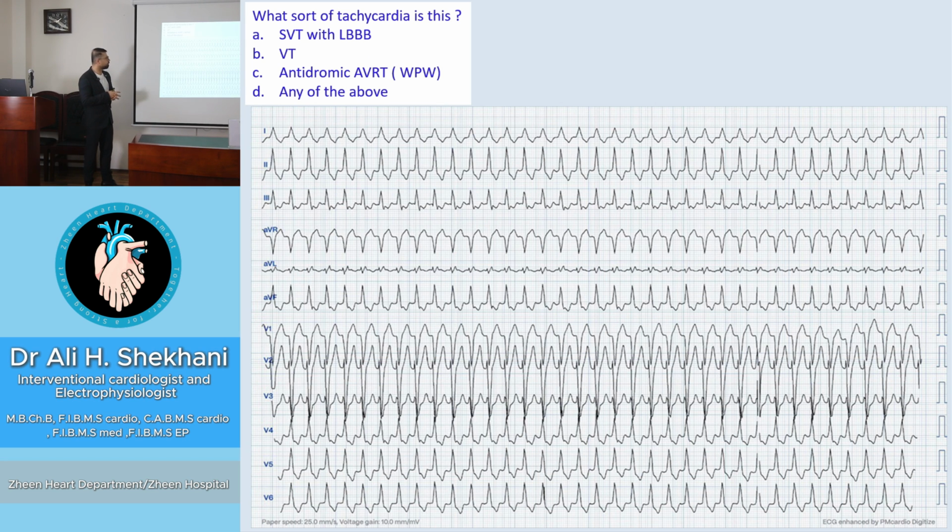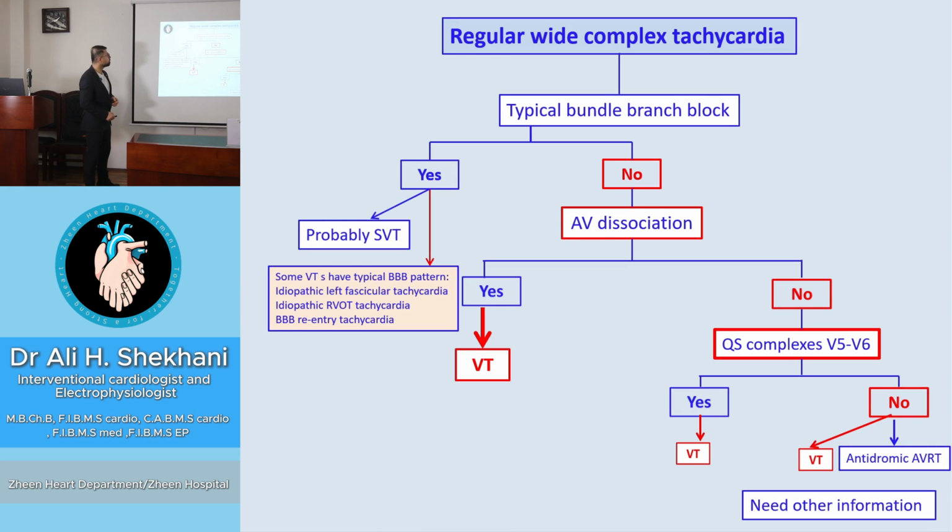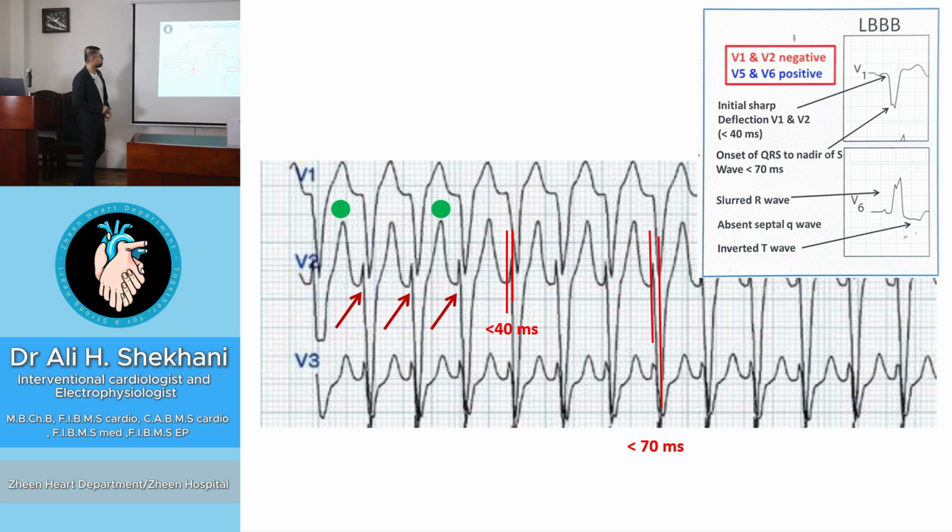So I look at the morphology of the QRS. This is left bundle branch block morphology. So I apply the morphology criteria of the left bundle branch block to know whether it is typical morphology or not. In this algorithm, we don't have AV dissociation, we don't have QS in V5, V6, so the only remaining thing is to look for the morphology. I magnify the area of interest.